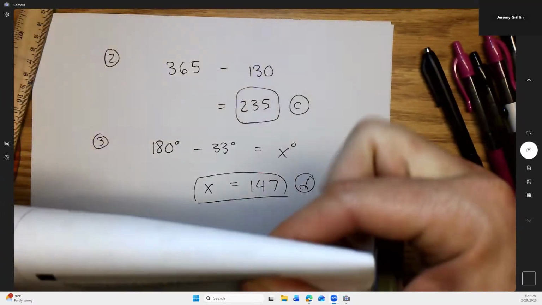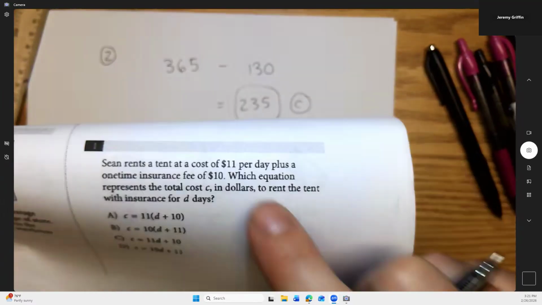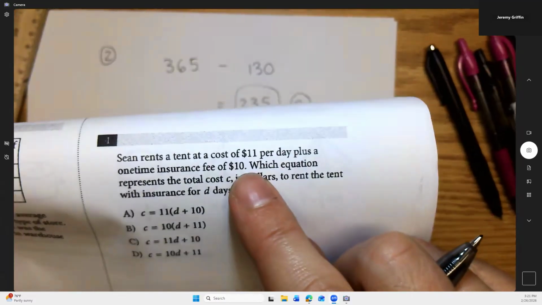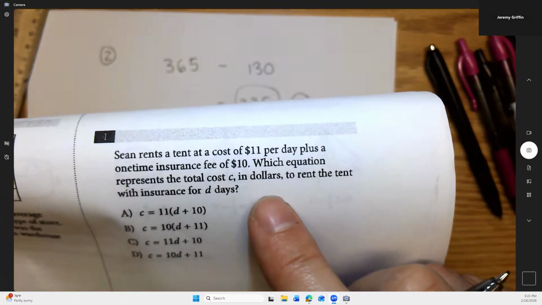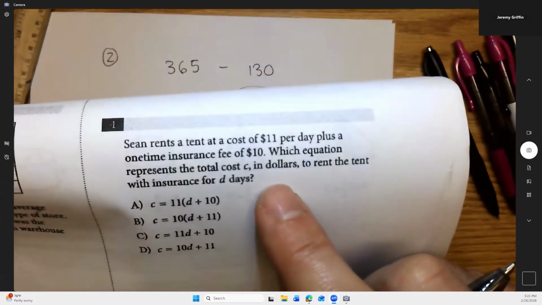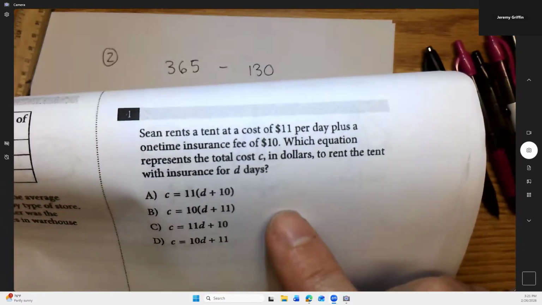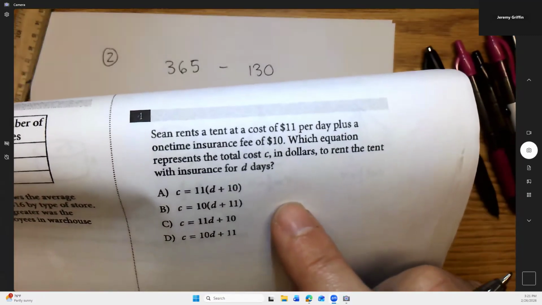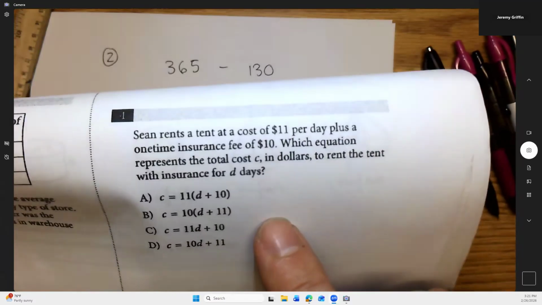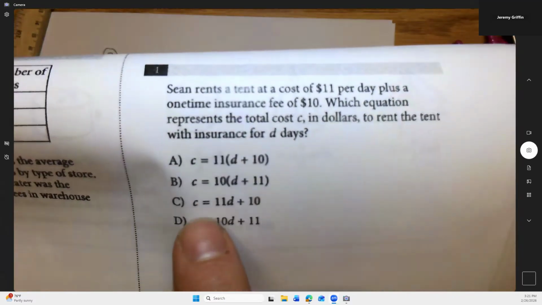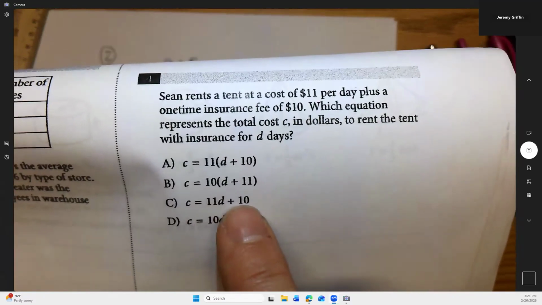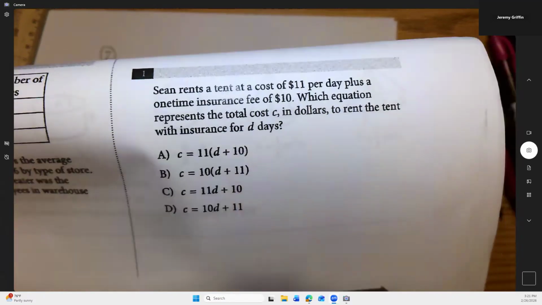Number 4. John rents a tent, $11 per day, plus a one-time insurance fee of $10. Which equation represents the cost to rent the tent with the insurance for D days? Okay. I think he only pays the insurance once, doesn't he? Just when he gets the tent. What did you guys pick for number 4? C. Okay, yeah, C. So the cost is $11 per day times number of days plus the insurance fee, $10, which is one time. Right? Yeah, C. You guys got 4C?